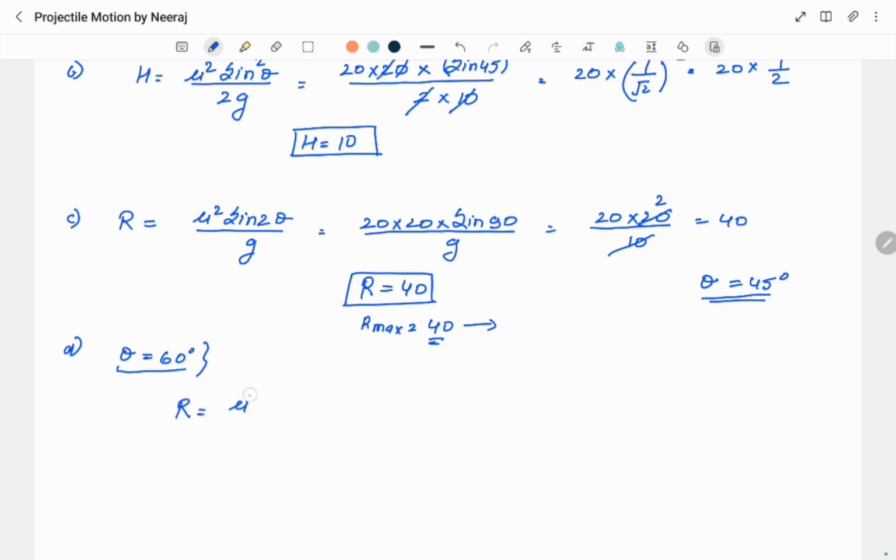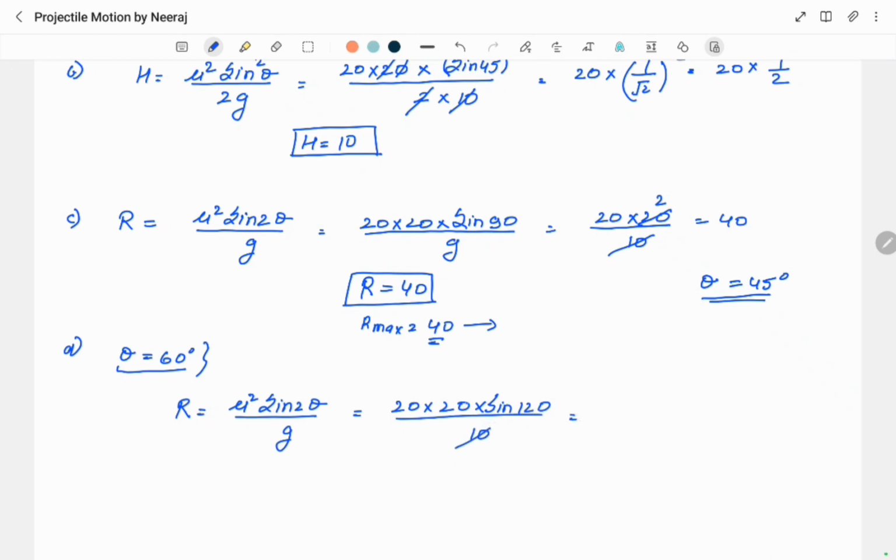Range is u square sine of 2 theta divided by g. Okay. Now put the values. It will be equal to u square, 20 multiplied by 20, multiplied by sine of 2 theta. Theta is 60 in this case. It means it's going to be 120 divided by 10. Now put the values and solve it.